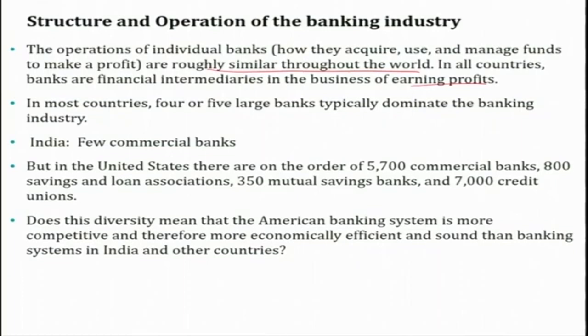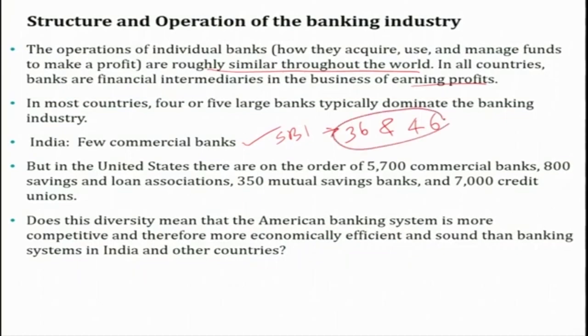In most countries, if you go through the number of banks, you can see that a few large banks typically dominate the banking industry. For example, in India, there are only nearly 36 commercial banks. Out of these, a few banks dominate, right? For example, SBI and HDFC are the large banks. They dominate in the market. SBI is the largest commercial bank in India. In India there are only 36 scheduled commercial banks, and nearly 46 foreign banks working in India.